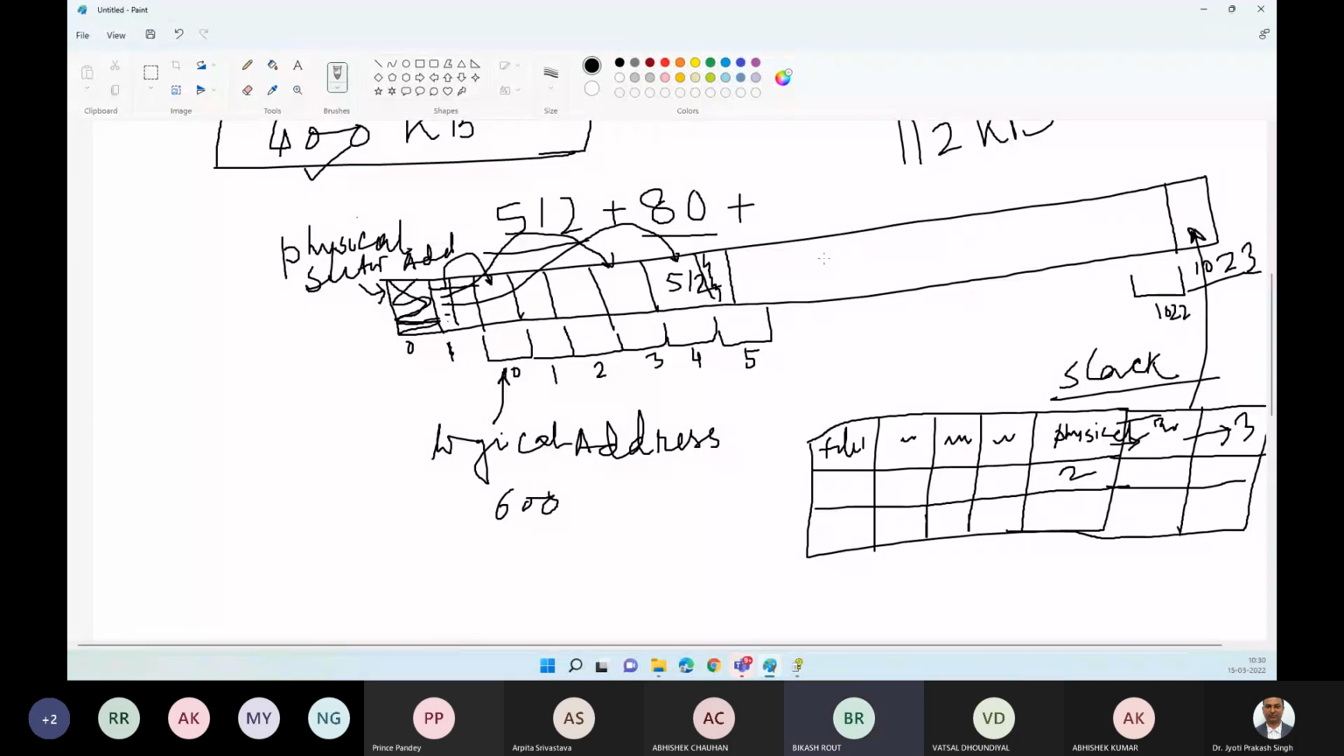Am I clear about slack now? Yeah, sir. Then the new content will be started from another sector. New content means new file. Obviously, a new file will be started from a new sector. A new file cannot start from in between a sector.